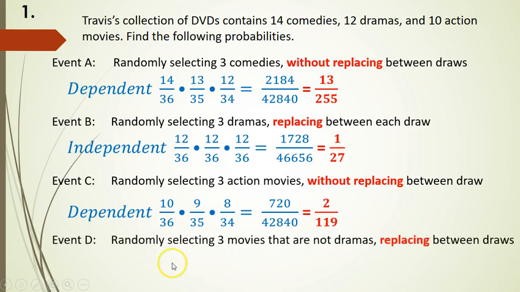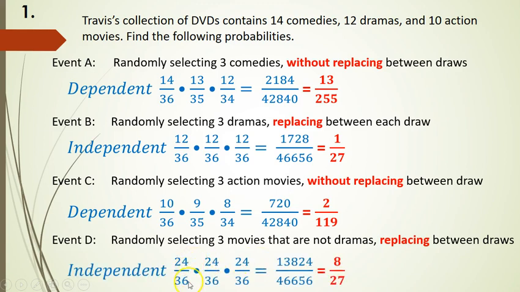Our last one here for number 1 is randomly selecting 3 movies that are not dramas, replacing between the draws. If we're replacing, this is going to be independent, like it was up here for letter B. How many movies are not dramas? We have 12 dramas out of 36 total, so we subtract 12 from 36, or we add the 14 to the 10, because those are the movies that are not dramas, so that would be 24. This time we are replacing between draws, so we do 24 over 36 times 24 over 36 times 24 over 36. Multiply across top and bottom, and that reduces to 8 over 27.